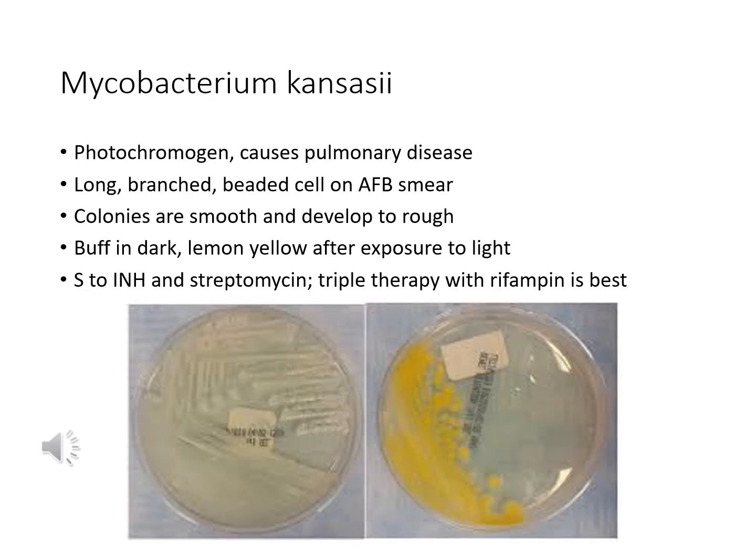So here's a photo of a photochromogen called Mycobacterium kansasii. It does cause pulmonary disease. It is a long, branched, beaded cell on an acid-fast bacillus smear. The colonies are smooth but will develop to a rough texture, buff in the dark, and it'll turn a lemon yellow after it has been exposed to the light. So again, that is your definition of a photochromogen. When it's exposed to the light, it produces that pigment. It is sensitive to isoniazid and streptomycin, and this may be a triple therapy needed, so you may need to also be treated with rifampin.